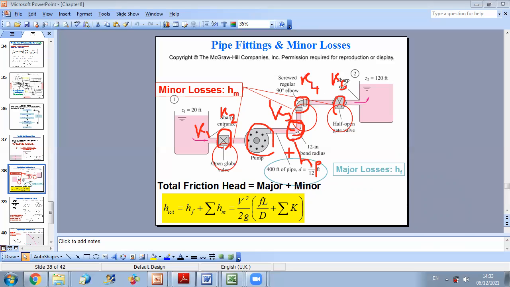and tables will be provided for you. And at the exit, you have a certain coefficient K. So in total here, you have 6 sources for minor losses: the inlet, the open globe valve, the bend radius, the regular elbow, the half open gate valve, and the exit. So you should sum all of these Ks.